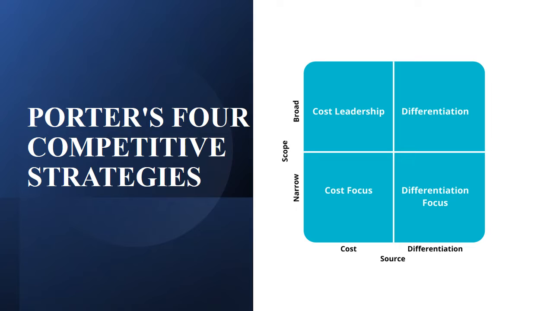Now, this is Porter's 4 competitive strategies. It's a quadrant. Inside this quadrant, we have cost leadership, differentiation, cost focus, and differentiation focus. Under the scope of the quadrant, we have narrow and broad, and then under the source we have cost and differentiation.